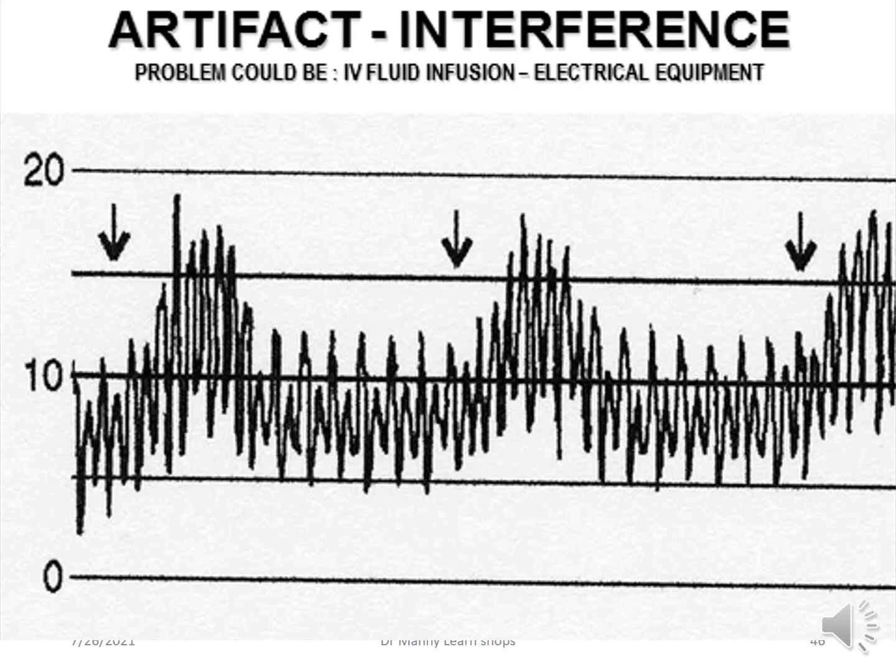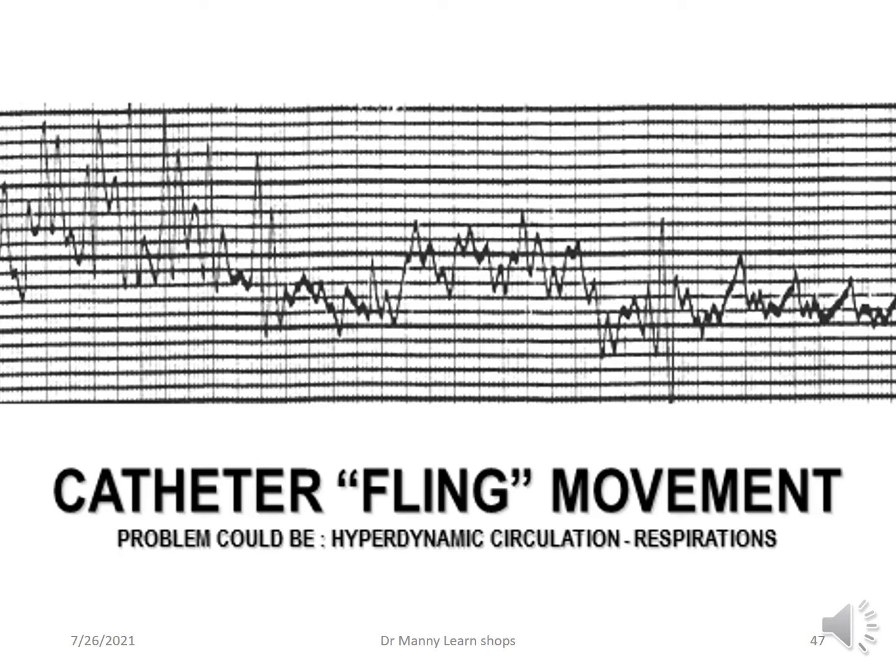We also have artifact, and the artifact is just interference. This could be as a result of electrical equipment, where a bioengineer is required, or IV fluid infusion into the same line. Then you've got catheter fling or movement. As I said, this could be as a result of a hyperdynamic circulation or with breathing.